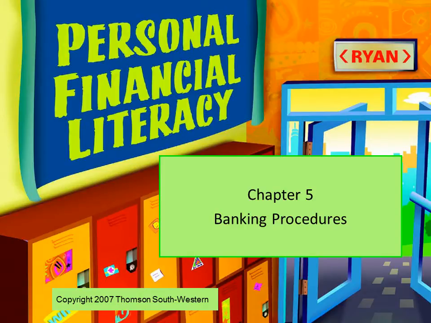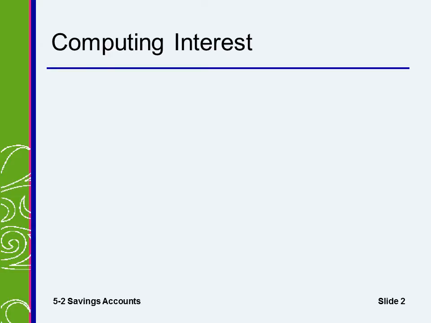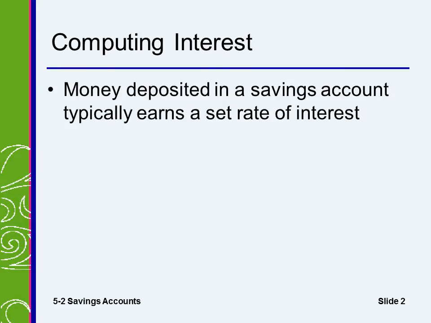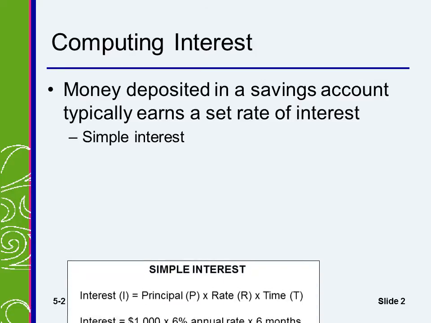Today we're going to be talking about some other kinds of things that go along with banking procedures. This is still in Chapter 5 of your book, Chapter 5.2, and we're talking about computing interest. Money is deposited into a savings account, and that usually earns some form of interest. The interest rates right now are very low, but you can often get up to 5% interest rates in the past. Simple interest is the easiest one, and we're going to talk about that first.